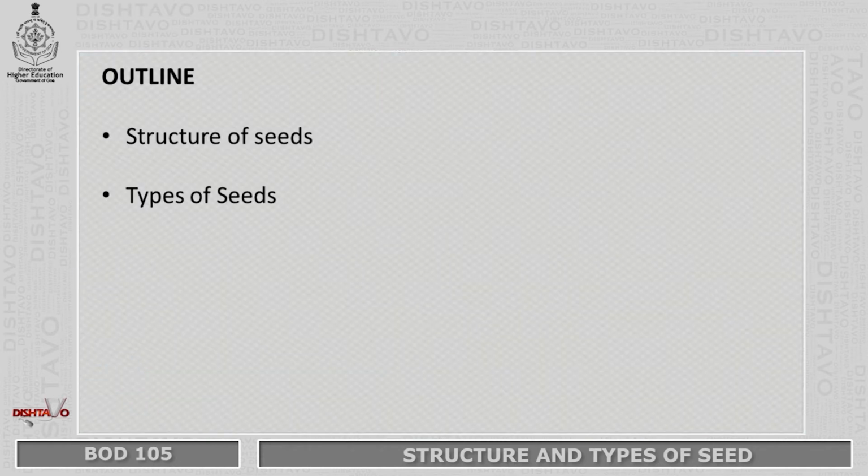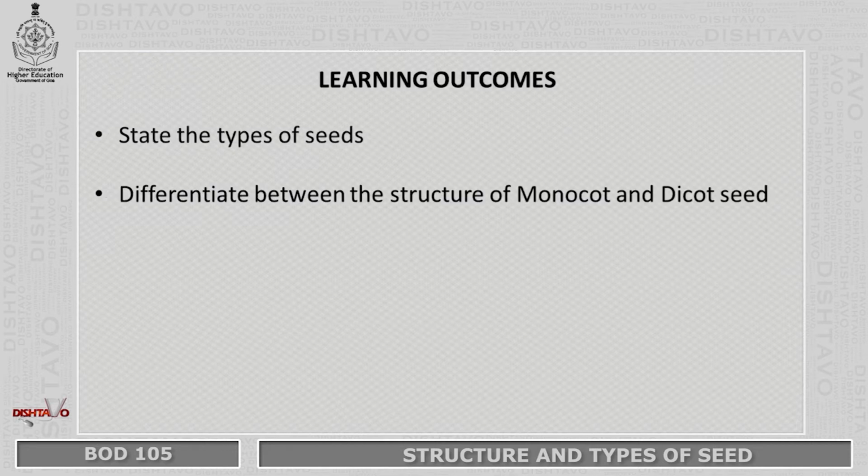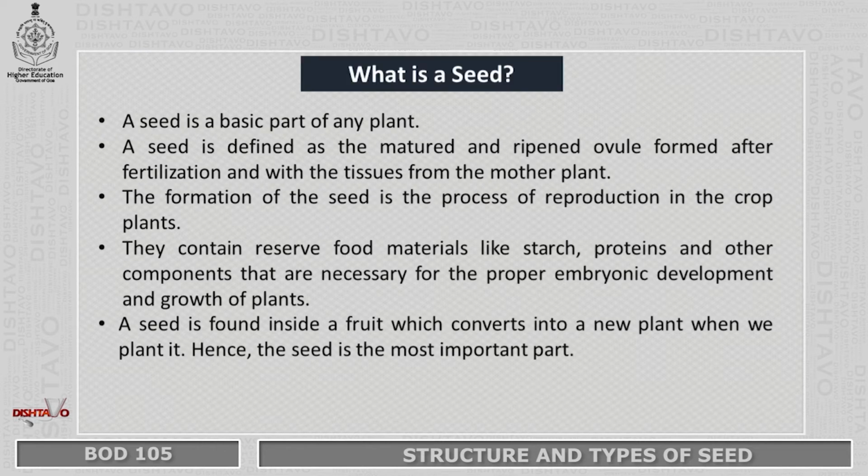Outline: you'll be studying the structure of seeds and types of seeds. What you will learn from this course: you'll be able to state the types of seeds and differentiate between the structure of monocot and dicot seeds.